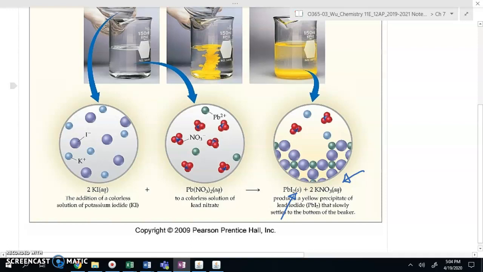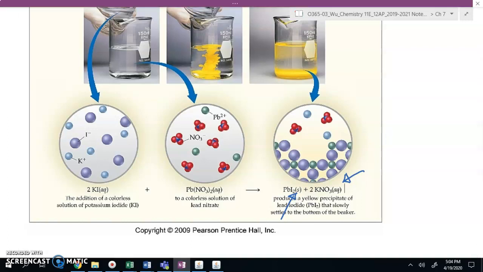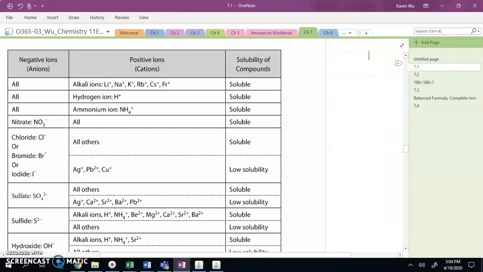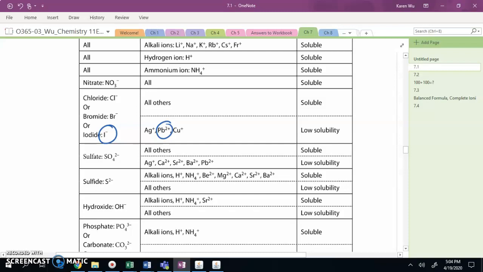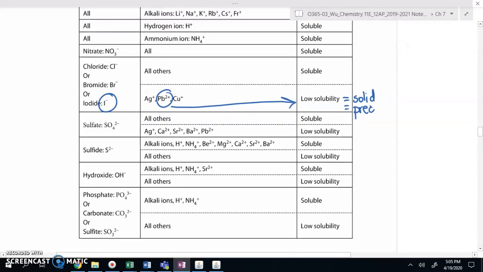Think about that for a moment. How would you know, of your two products, which one is that solid? Yeah, that's right. So you go back to your solubility table. We saw the solubility table way back when in section 7.1. Here it is. So here's iodide, here's lead 2, and so lead 2 iodide has low solubility. Low solubility means that it does not dissolve very well. It means that we are going to see that solid. It means that we call it the precipitate. So there we go. That's how we know it was the lead 2 iodide that is our precipitate.